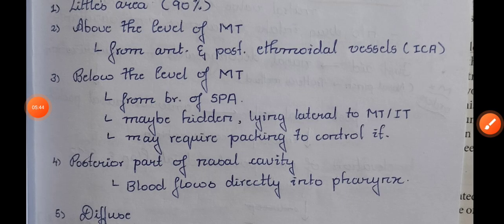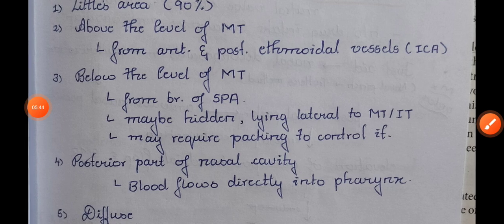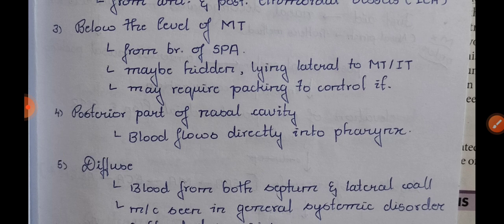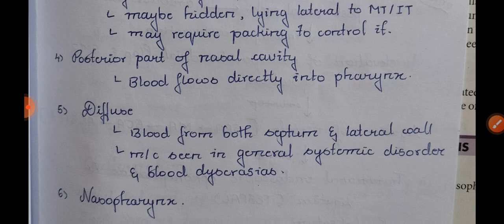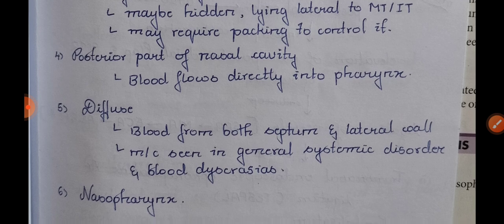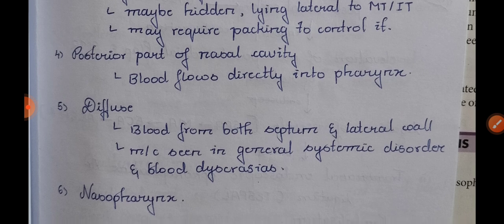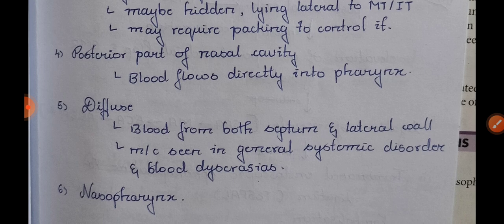Below the level of the middle turbinate, it is from the sphenopalatine artery, which may be hidden, lying lateral to the middle turbinate or inferior turbinate. May require packing to control it. Packing I will tell. In the posterior part of the nasal cavity, blood flows directly into the pharynx. Okay, if bleeding is posterior, it directly flows into the pharynx, and you might aspirate the blood.